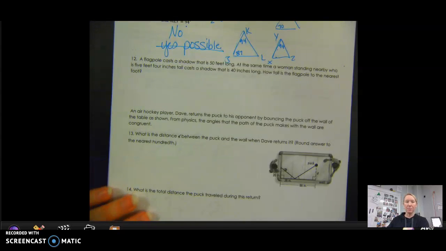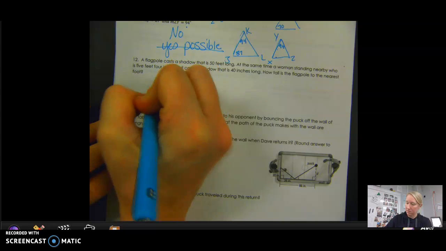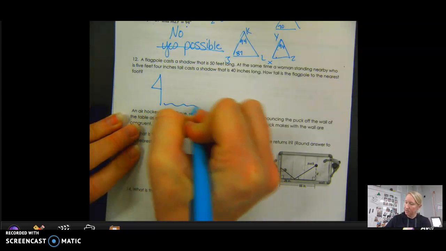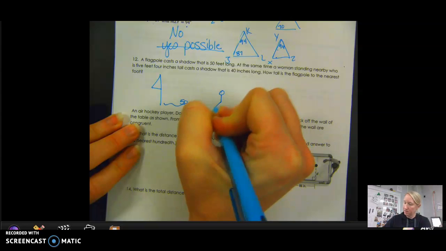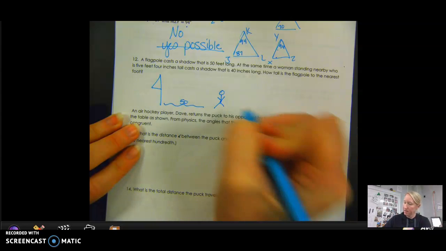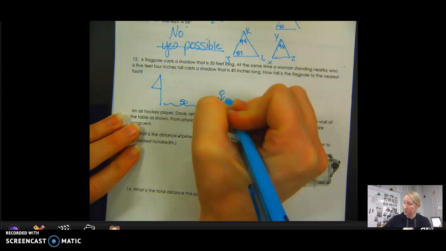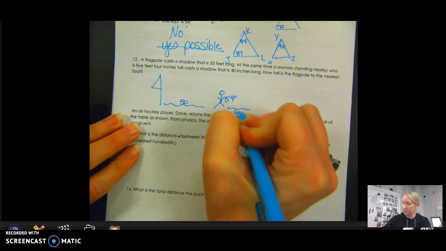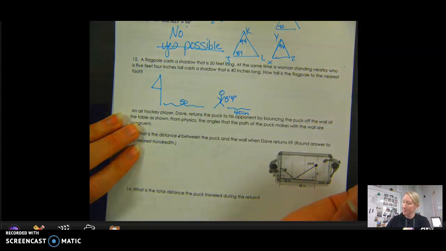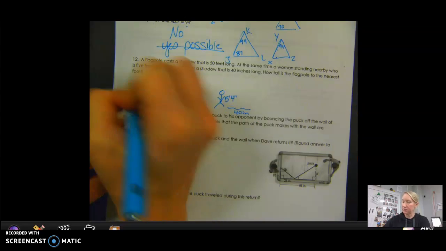Next one, a flagpole's shadow. So problems like this, guys, you really need to make sure that you're drawing the picture, okay? So we have a flagpole. It casts a shadow that's 50 feet long. So that's 50 feet. We also have a woman standing here who is 5 feet 4 inches. Her shadow is 40 inches long. Okay? How tall is the flagpole to the nearest foot?